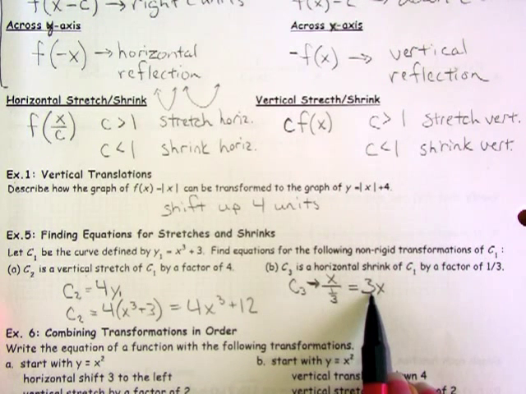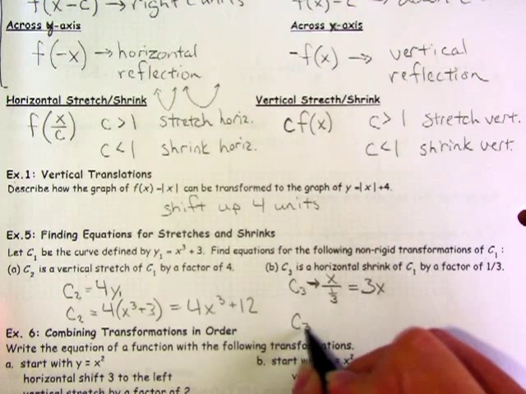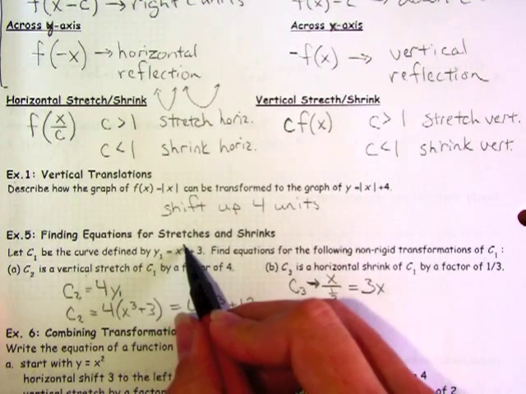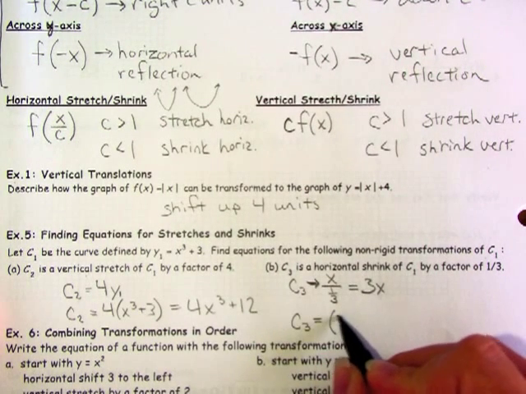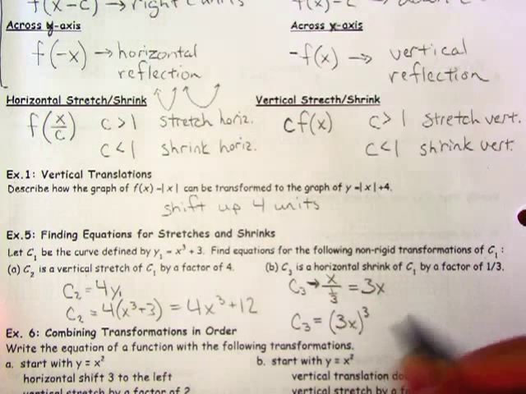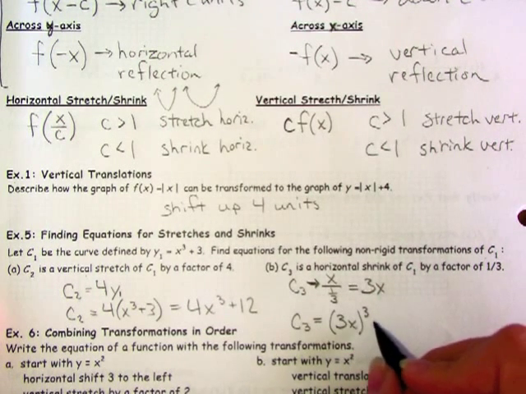So what that new curve becomes, where there was an x, which is cubed, I'm going to replace with 3x, and then cube it. And then I have the remainder of that, which is plus 3.